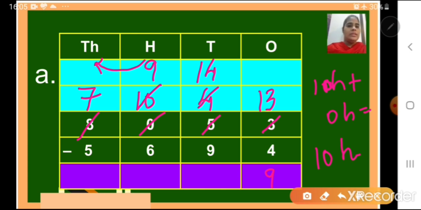Okay. Now look at the tens place. In tens place we have 14 minus 9. Can we subtract? Yes. So let's subtract. 9 after 9. 10, 11, 12, 13, 14. 5. 9 minus 6. Is it possible? Yes, it is possible. So 9 minus 6 is 3.